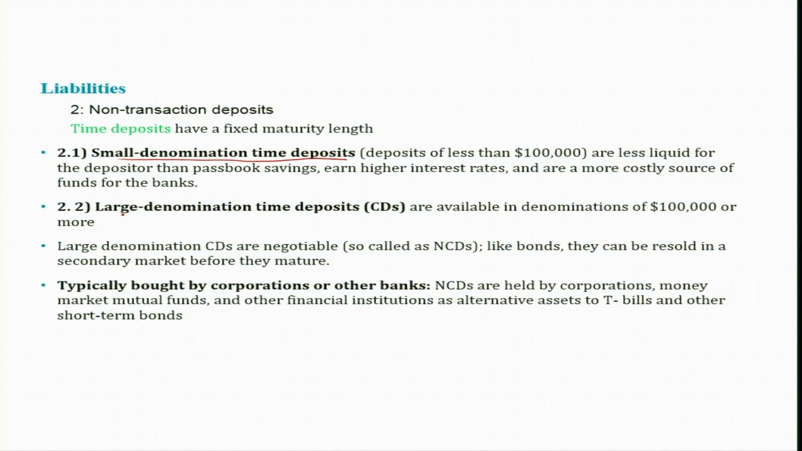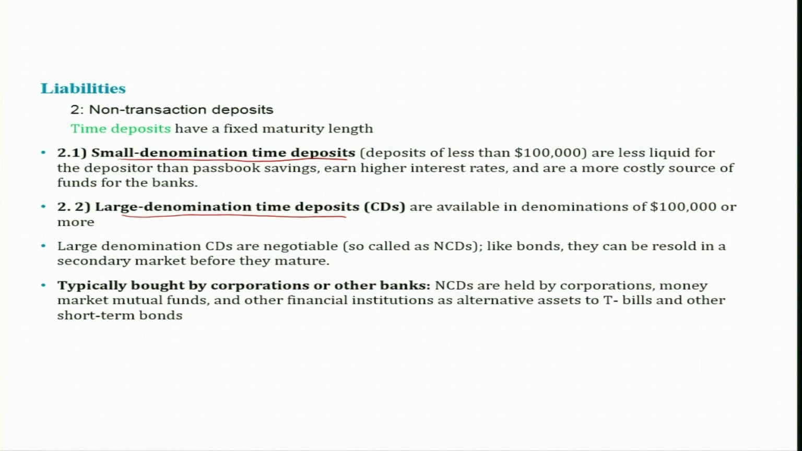Then the second one is large denomination time deposits. These are available in denominations of 1 lakh or more. And these large denomination CDs are negotiable as well, also called NCDs. It's just like bonds. They can be resold in the secondary market before they mature.